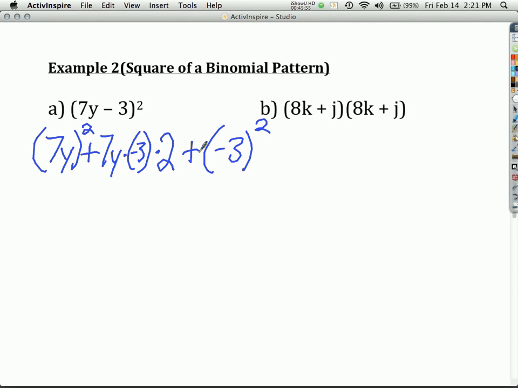So the first and the last is the same thing you just did. So 7y squared is 49y squared. That's easy. Negative 3 squared is 9. It's now the middle term that you have to be very careful about. So this times this is negative 21, times 2 is negative 42, so it's negative 42y.